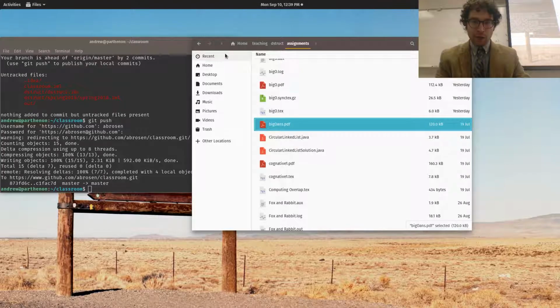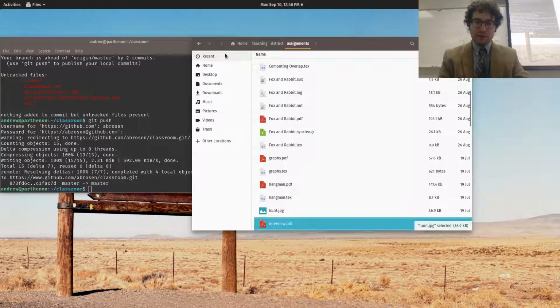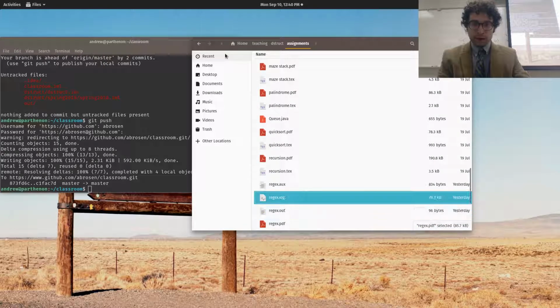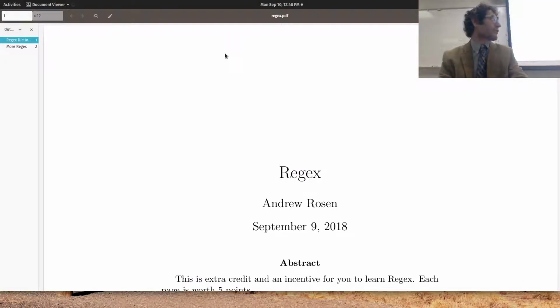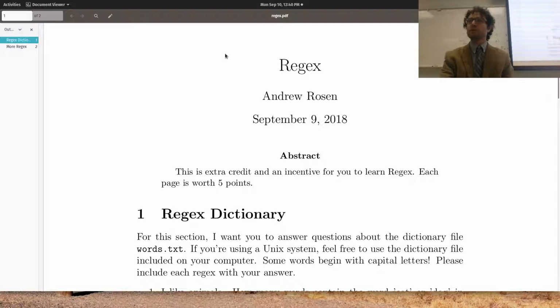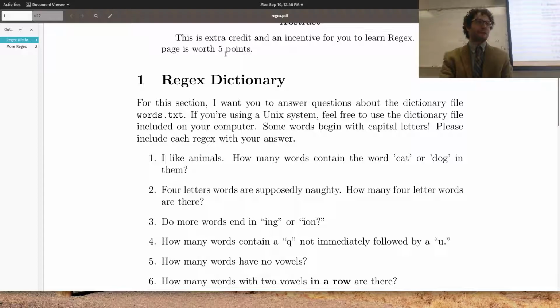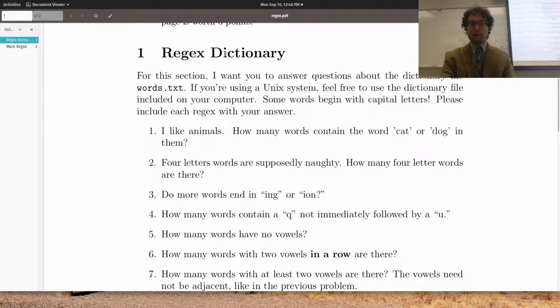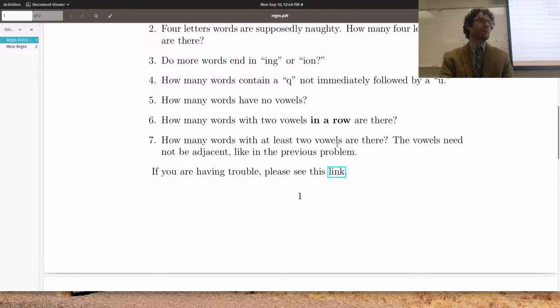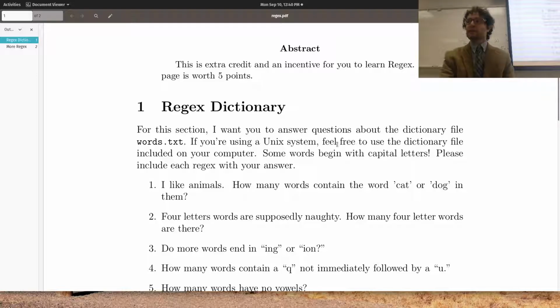Also, for anybody who needs extra time or extra points, I put up an extra credit assignment. This extra credit assignment does not have a due date on it, so complete this whenever you want to. This is my incentive for you to learn regular expressions. Each of these pages is worth 5 points. Essentially, you'll have to teach yourself regular expressions, but it's not really hard. There's a link here which you can click on to bring you to a website to help you learn that stuff, or at least test it out.